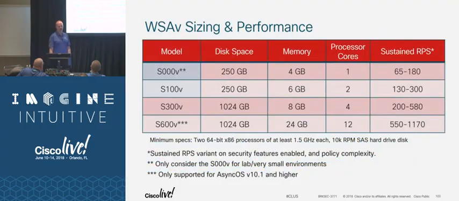So we'll talk about the different versions. There are 4 versions of them, the S600V being the heaviest hitter, and that is on a newer version of code. Version 10.1 is where that's supported. And these are the versions and the ESXi or VMware sizing requirements for those cores and the expected requests per second.